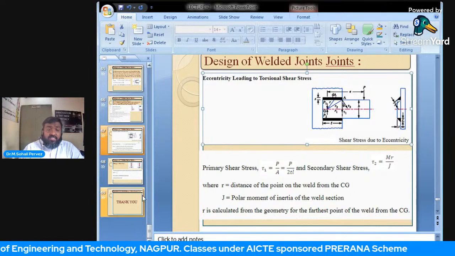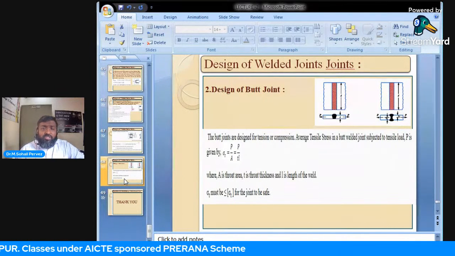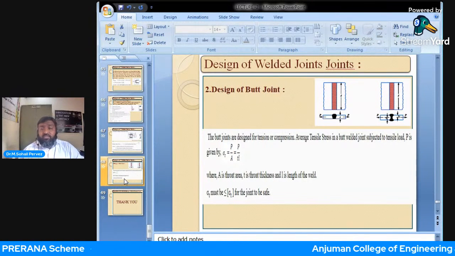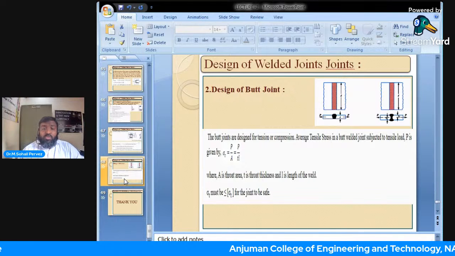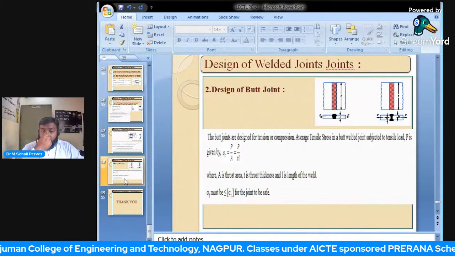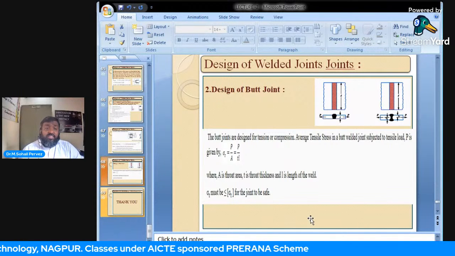Last but not the least, design of butt joint. That is the simple butt joint. Only tension is involved. So sigma T is equal to P by A. And what is area all about? It is throat into length. Throat into length. That's all for today's lecture.